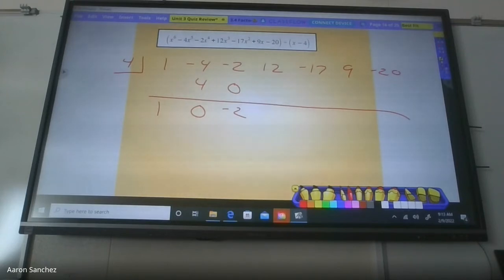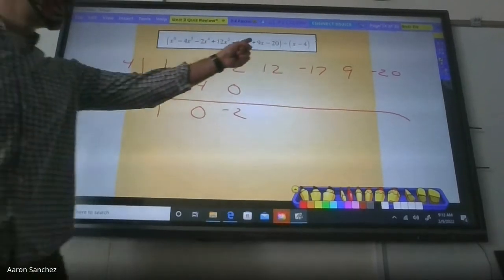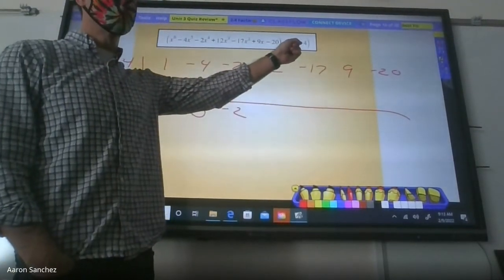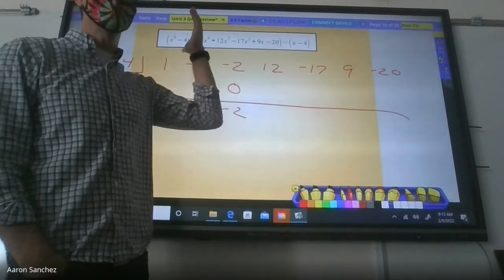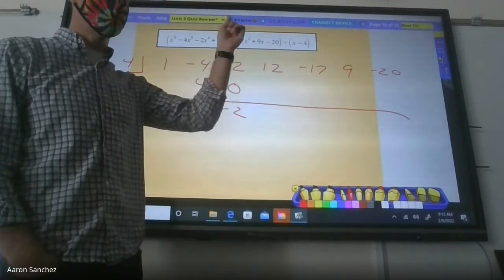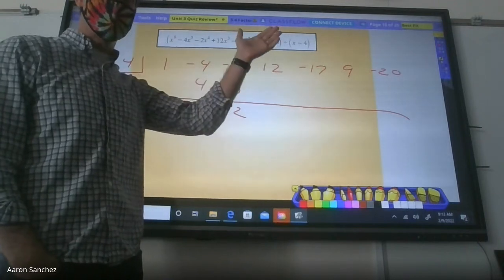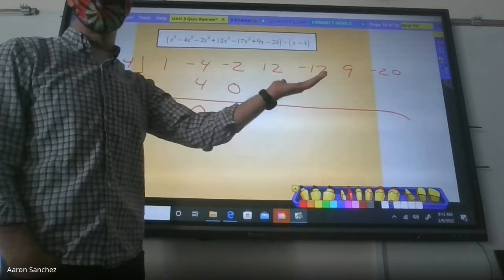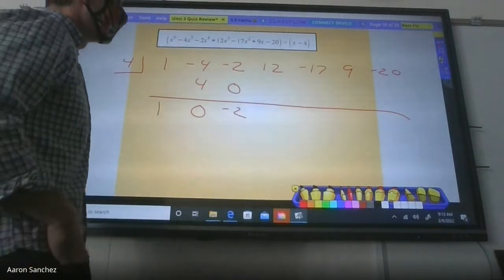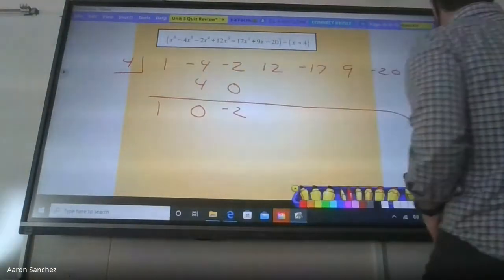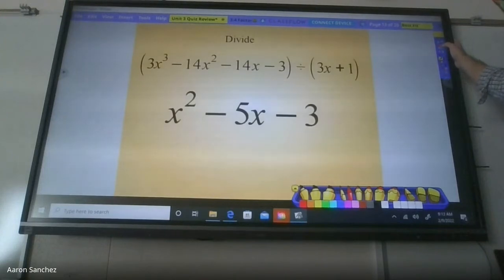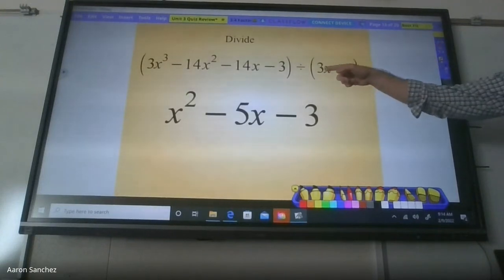How do I know when to use synthetic? When there's no number in front of the x, no coefficient. And I'm going to tell you to use it. If I tell you, like, you see how this one said use synthetic division? You can use long division for this, but I'm going to mark it wrong because I want to test you on synthetic. But like this one, the first one we did, I can't use synthetic division because of that 3 there.